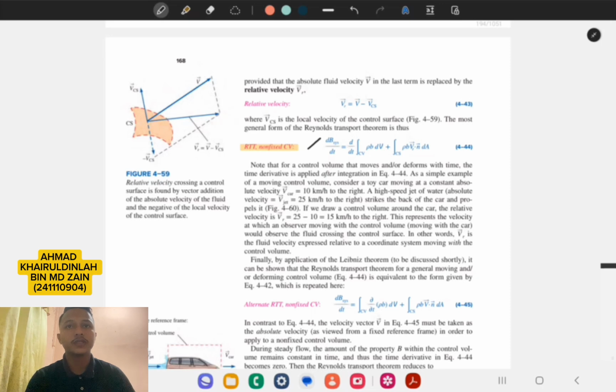So the difference between the fixed and non-fixed is at the V. The difference between these two equations is that we replace V by VR in this version of RTT for a moving or deforming control volume. So what is the meaning of VR? VR is the relative velocity, the velocity of the fluid relative to the control surface, which may be moving or deforming. So the relative velocity is VR equal to V minus V control surface.